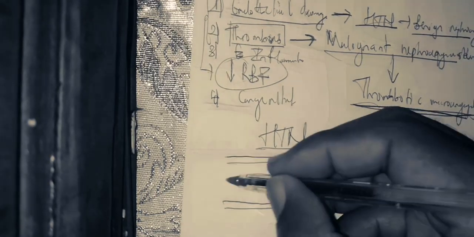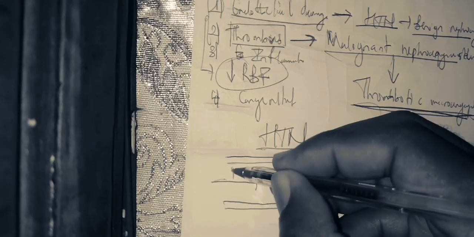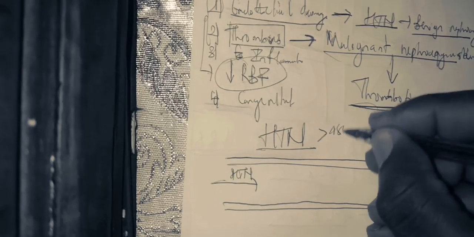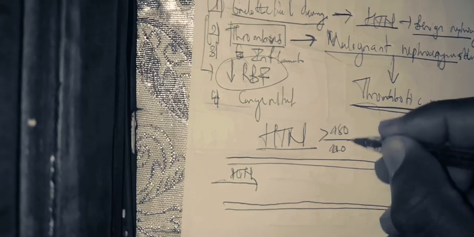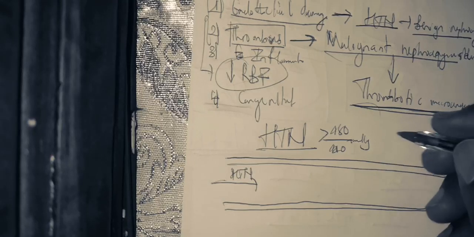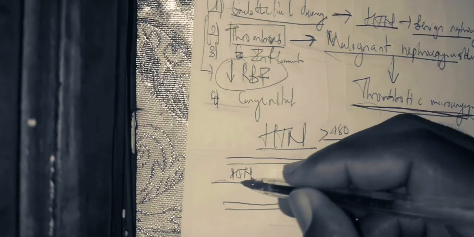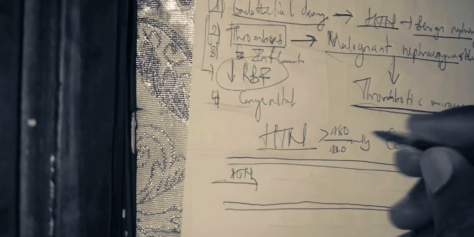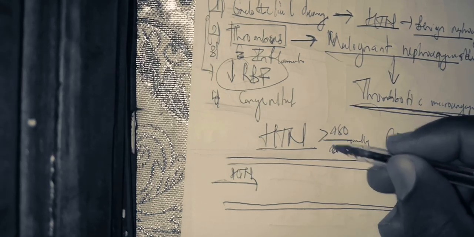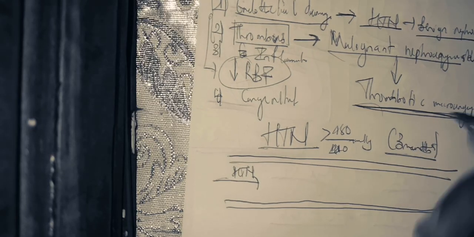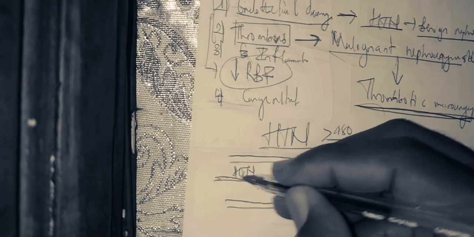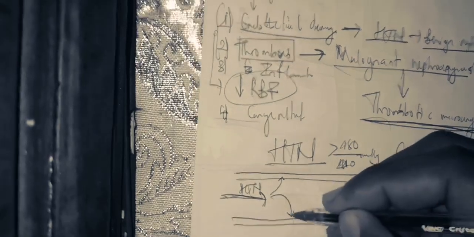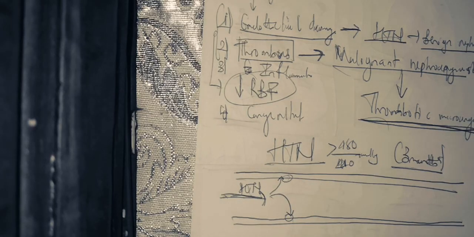When there is hypertension, particularly malignant hypertension, when the blood pressure is more than 180 over 110 millimeters of mercury for a period of at least 3 months, you need to know that it is going to result in shedding of the endothelium. Is it clear?